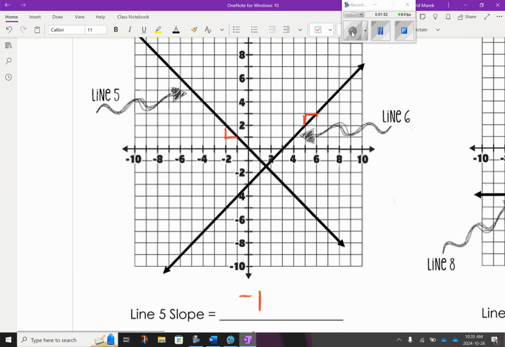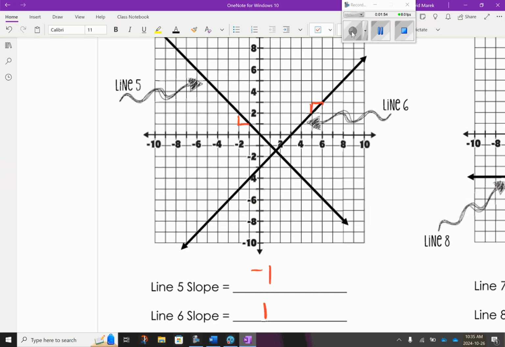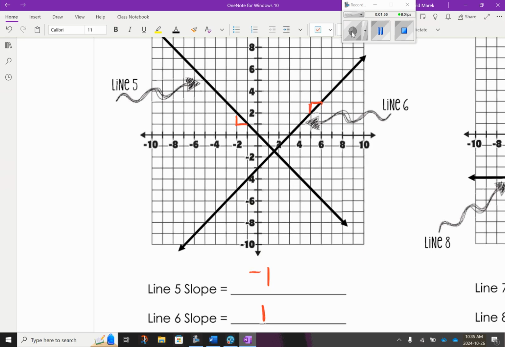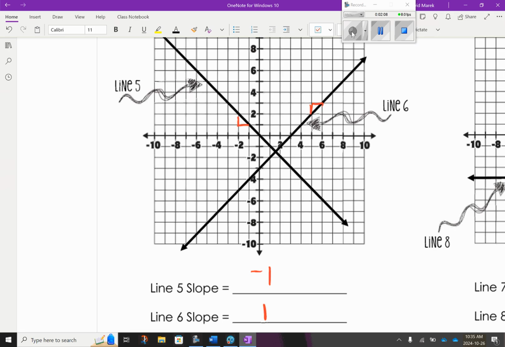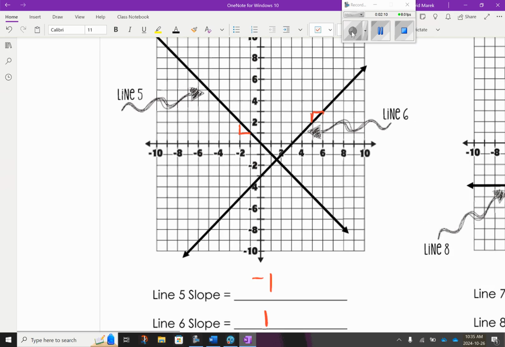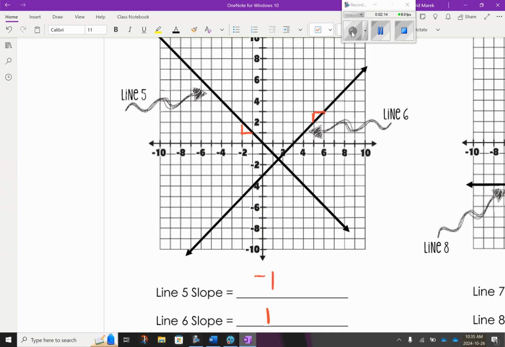Line 6 and line 5, very similar. We just have to go up 1. For line 5, we go down 1 and 1 to the right. So that means the slope here is negative 1. For line 6, we go up 1 and 1 to the right. So that slope is positive 1.